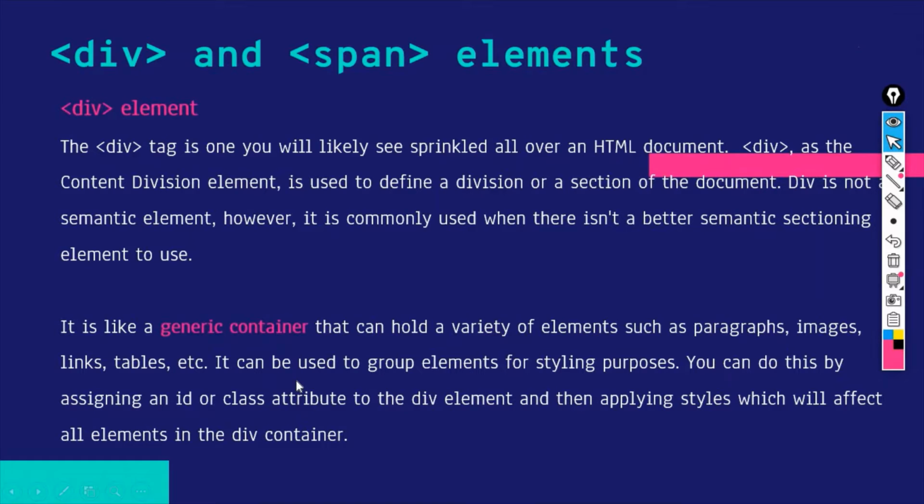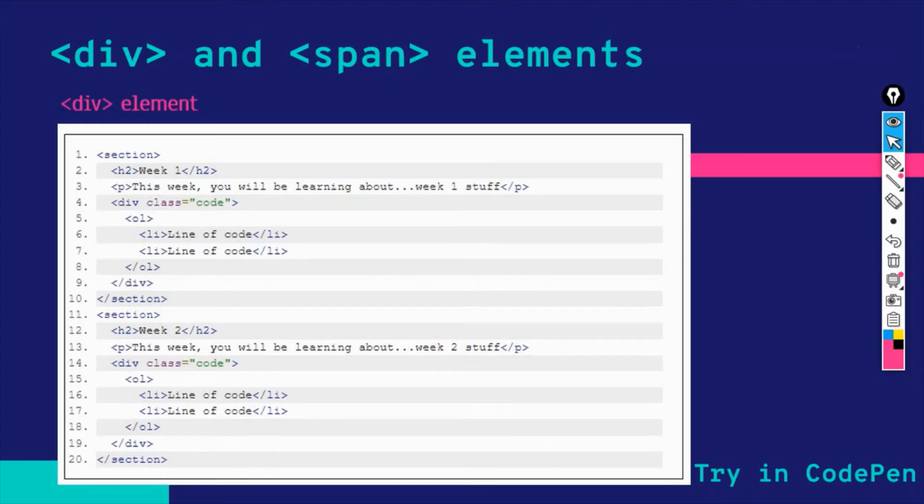It can be used to group elements for styling purposes. You can do this by assigning an ID or class attribute to the div element and then applying styles which will affect all elements in the div container. So it should only be used if you cannot use any other semantic element. In this example, we can see the div elements here. Let's take a look at these blocks of code at CodePen.